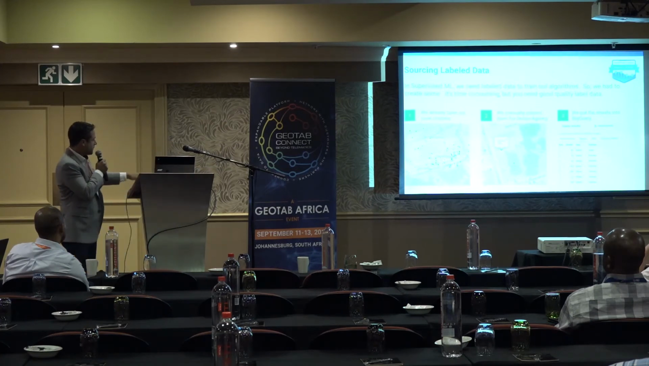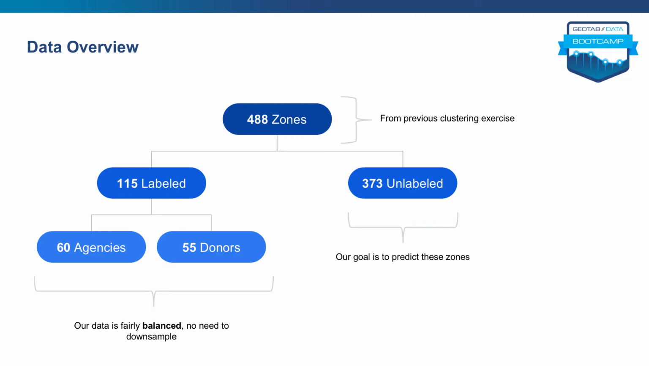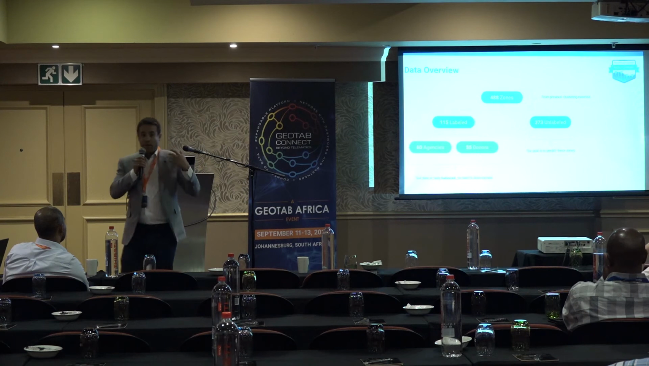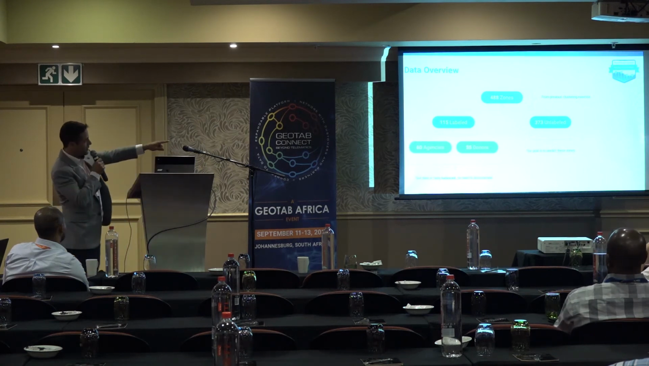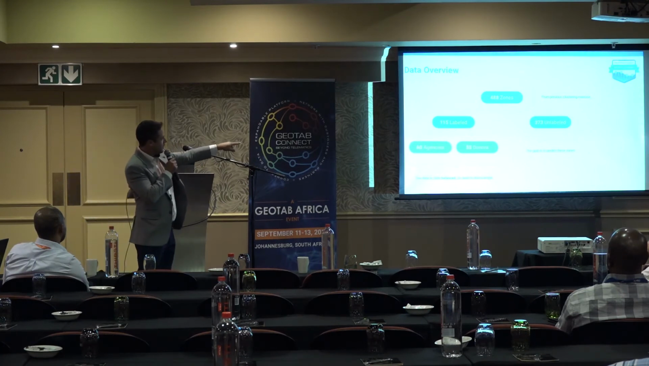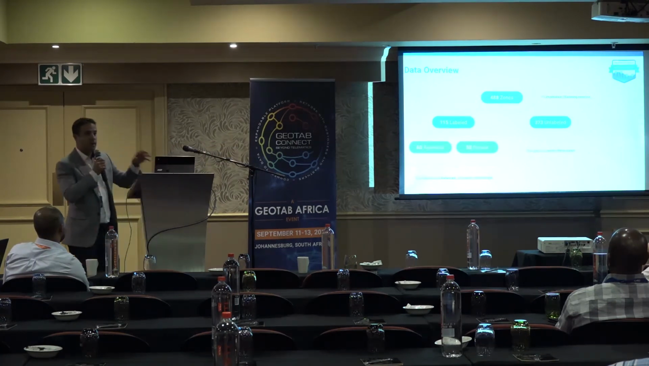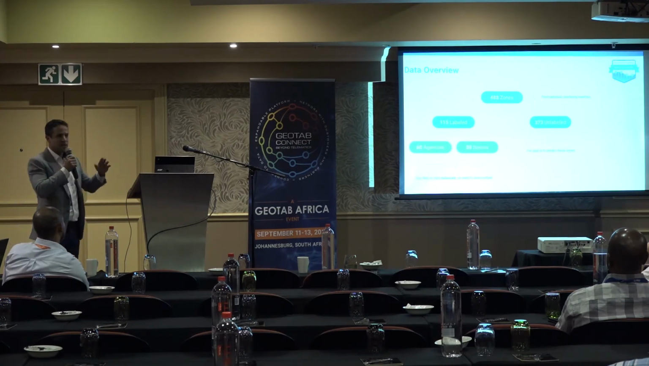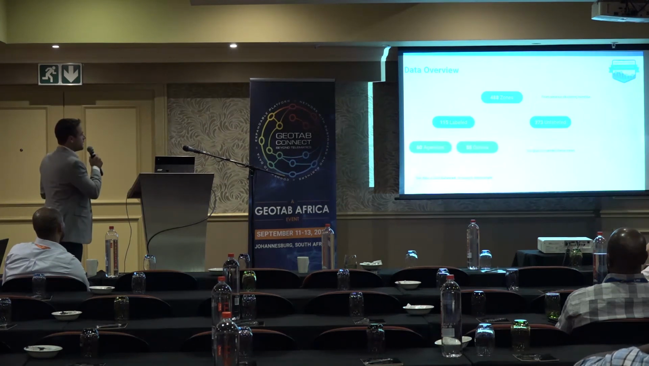So now, if I'm looking at all of my data, sorry, there weren't 600, there were 488 zones originally. I labeled 115 of them. I labeled 60 of them as agencies, 55 as donors, and then there were about 373 unlabeled. So if I'm trying to predict what something is, I'm going to predict it on the 373. It's important that the actual labels you provide in machine learning are balanced. Otherwise, the machine is going to learn one way or the other. So 55 and 60 are roughly equal, which is a pretty good way of looking at it.